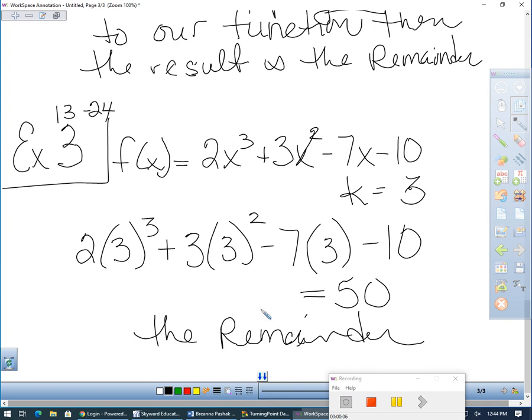Let's talk about the last problem. It's not like that. It's not a word problem.